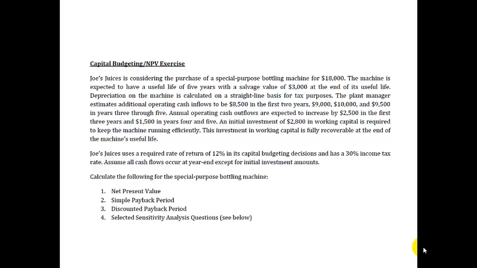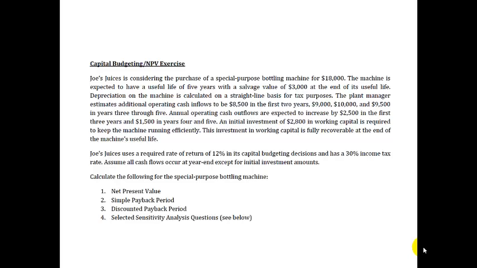Depreciation on the machine is calculated on a straight line basis for tax purposes. The plant manager estimates additional operating cash inflows to be $8,500 in the first 2 years, $9,000, $10,000, and $9,500 in years 3 through 5 respectively. Annual operating cash outflows are expected to increase by $2,500 in the first 3 years and $1,500 in years 4 and 5. An initial investment of $2,800 in working capital is required to keep the machine running efficiently. This investment in working capital is fully recoverable at the end of the machine's useful life.